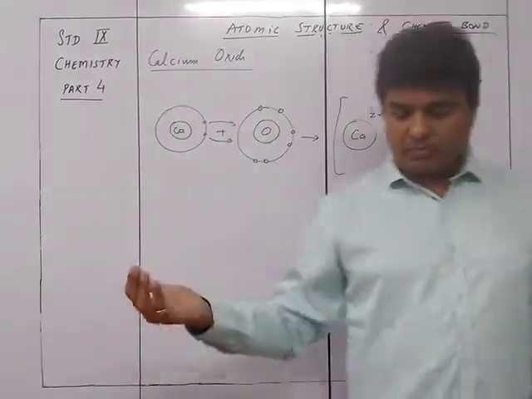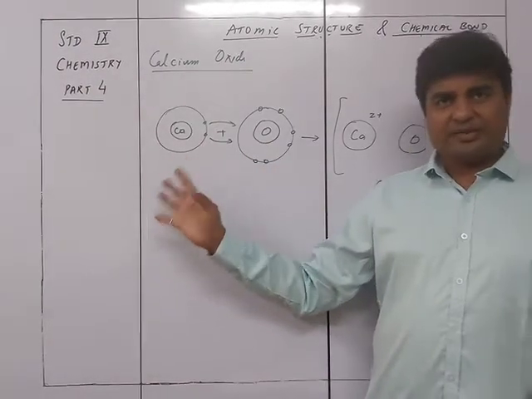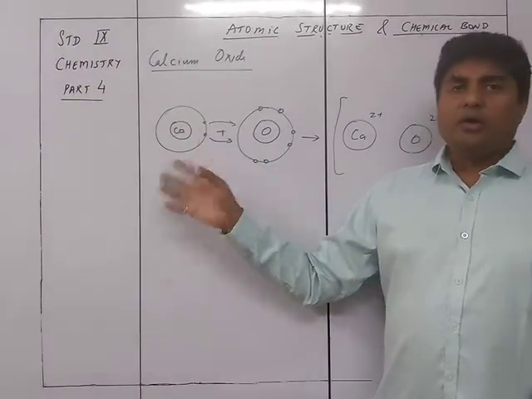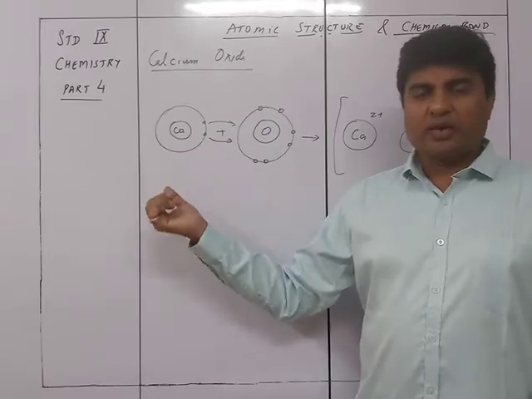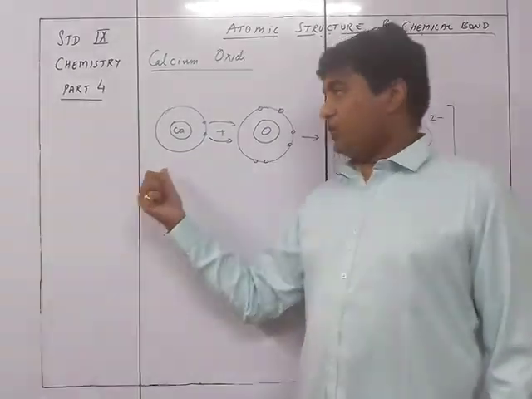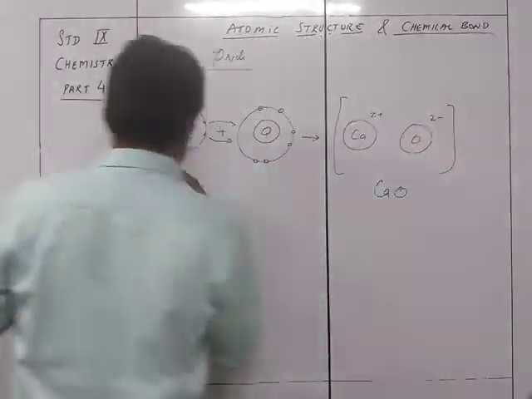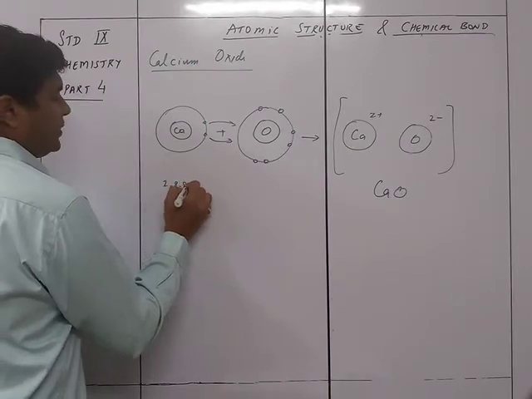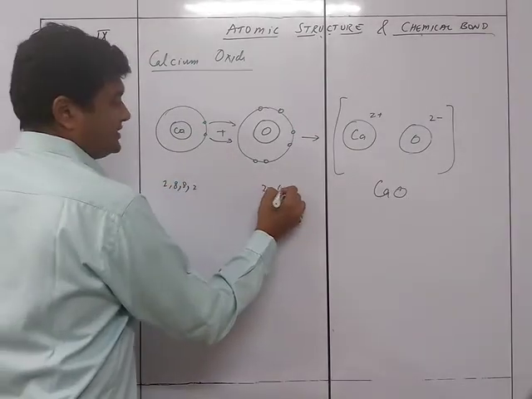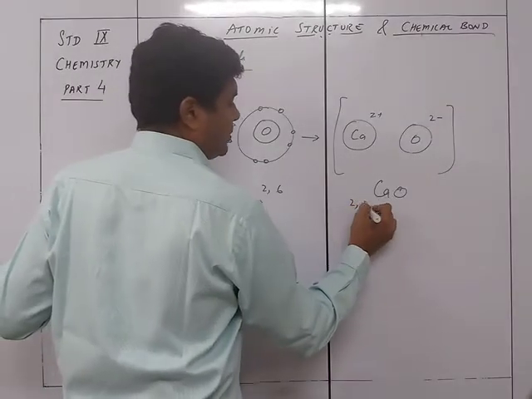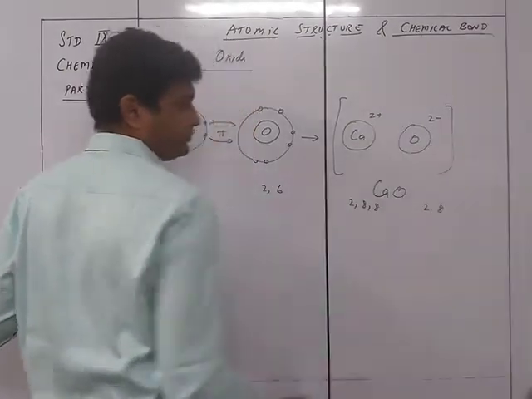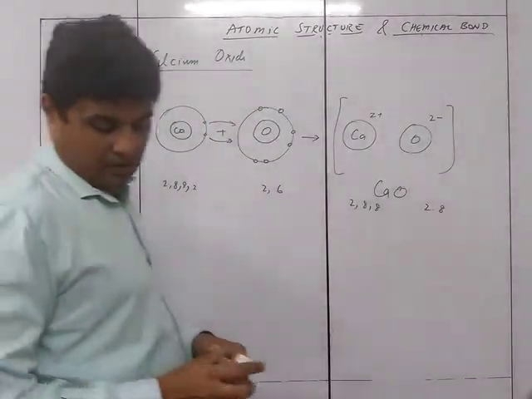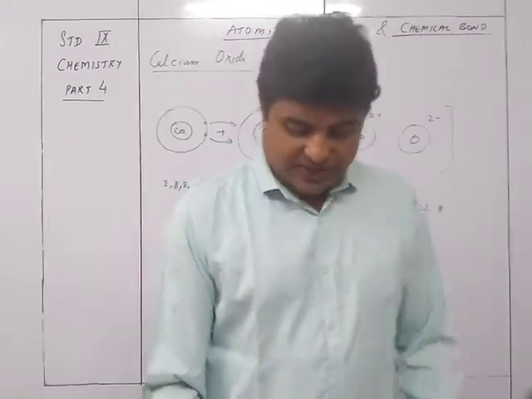So very simple, exactly the same thing again. For Ca, not only the outermost orbit, you are going to draw the complete thing. So 2,8,8 यहाँ पे 2,8,8, so this will be 2,8,8,2. This is 2,6. This is 2,8,8. This is 2,8. That is the calcium oxide.